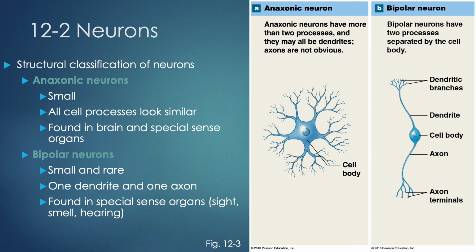and they're going to be found in the brain and in various special sense organs. If we move over to the image on the right, you'll see a bipolar neuron, which is really interesting because we have the cell body right in the very dead center of 2 long processes extending out, but one is a dendrite and one is an axon. One is going to be receiving information from all of those dendritic branches. It brings the information into the cell body, and then the information is going to travel down through the axon out towards the axon terminals. We call this a bipolar neuron because the two processes are separated with the cell body in the center. And we'll find these in our various special sense organs like sight, smell, and hearing.